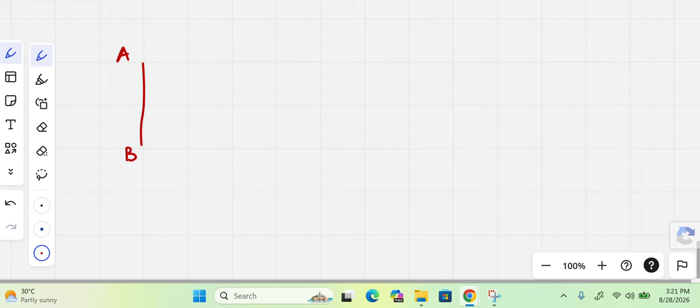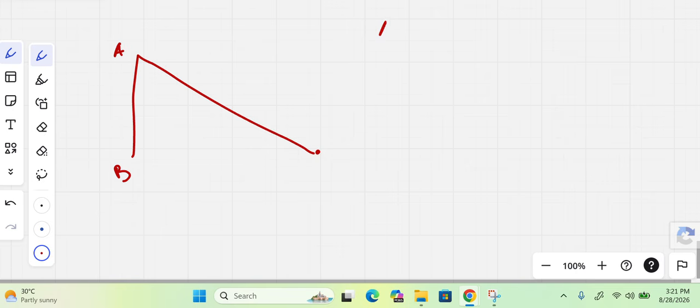Angle of elevation of the top of a tree standing on the opposite bank is 60. Okay, this is the tree. This guy is standing here. He is observing top of the tree. This is the tree, okay? AB is the tree.